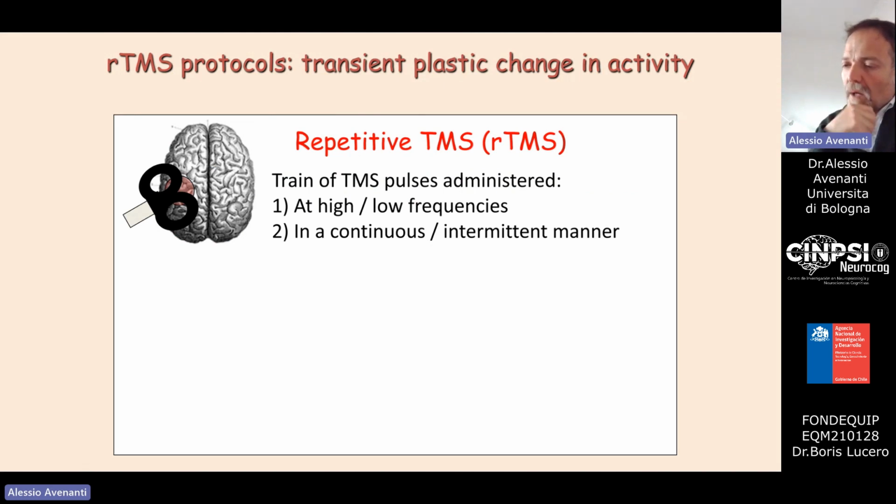So one quite relevant element: when scholars discovered this, they basically opened a new field of research. Basically, TMS can be used not only by delivering a single pulse, but can be delivered in a repetitive manner. So we can deliver trains of TMS pulses, and depending on the way we deliver these trains, we can induce different effects. So we can use TMS in order to induce plasticity.